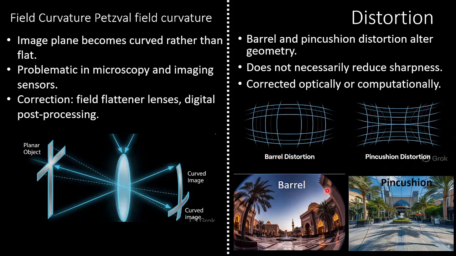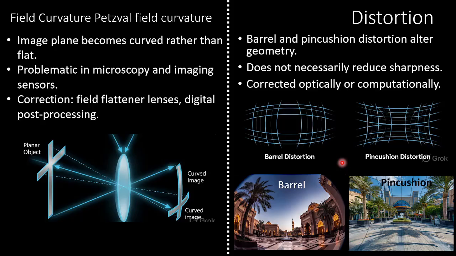In barrel distortion, lines bulge outward, common in wide-angle lenses. In pincushion distortion, lines bend inward, common in telephoto lenses. This becomes important in architectural photography, machine vision, and measurement systems. Today, many cameras correct distortion using software.